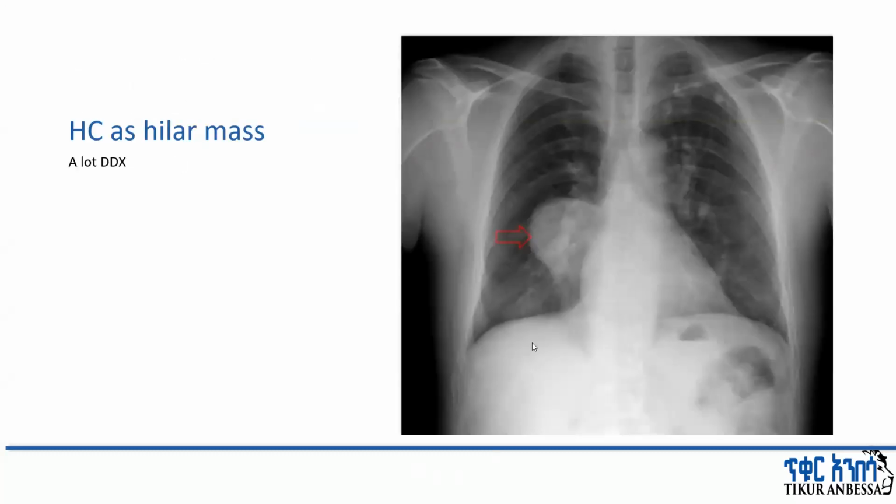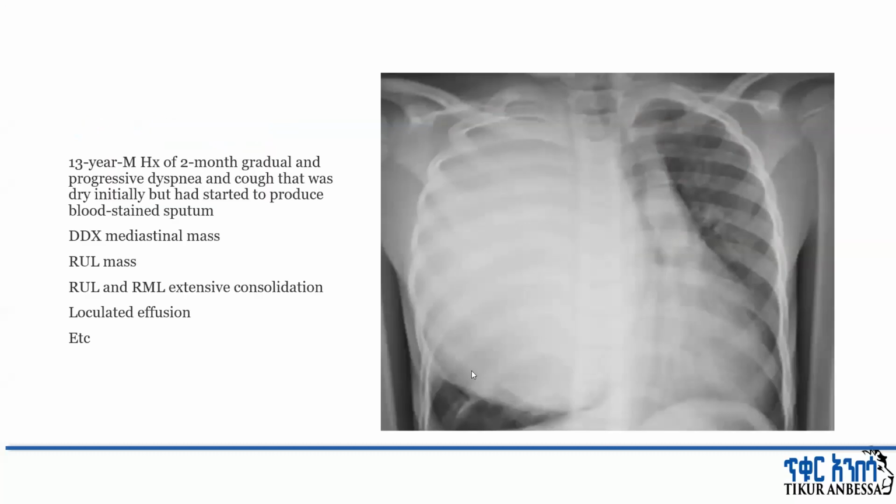So this is also hilar, the same, a smaller one. You can see the overlap sign showing that vessels can be seen through the mass, and it is well defined. A lot of differential diagnoses can be mentioned, starting from bronchogenic cyst, pericardial cyst, mass, lymphadenopathy, and so on. So vascular anomalies can be a differential diagnosis.